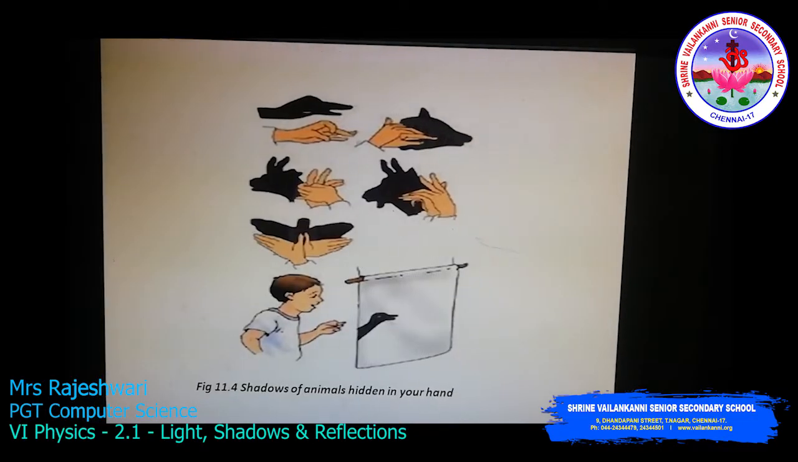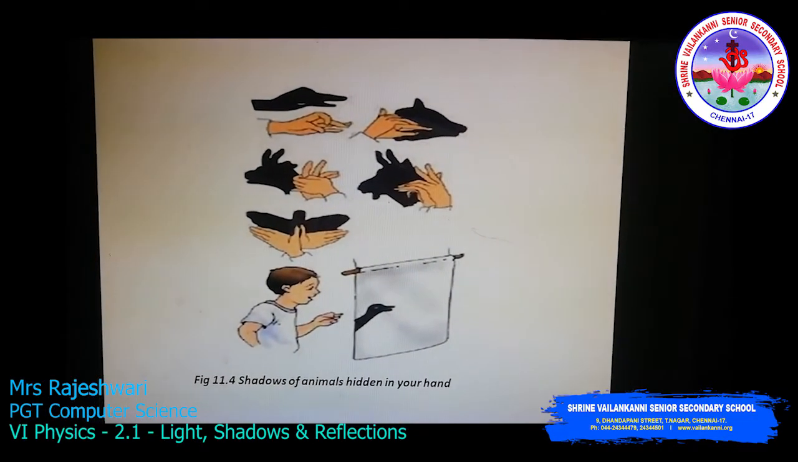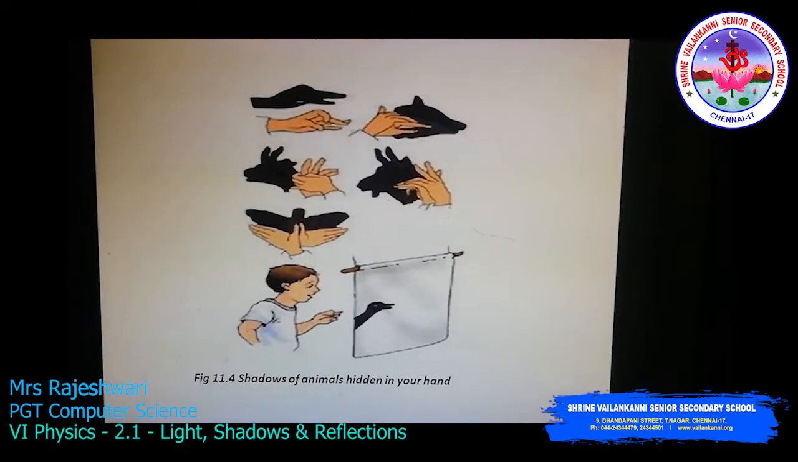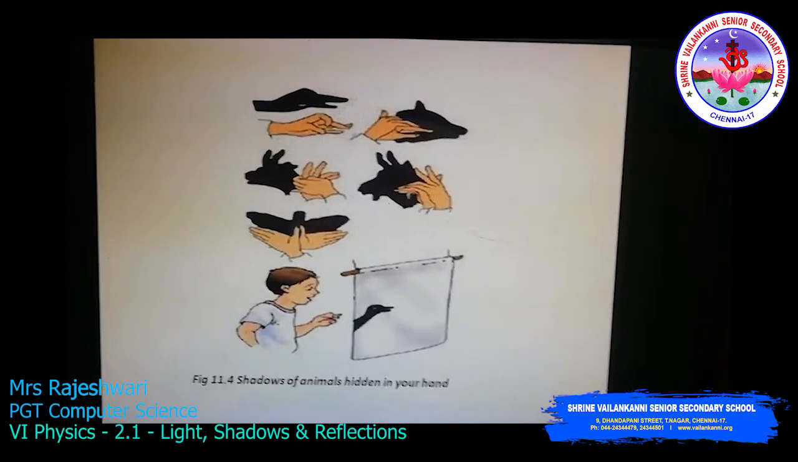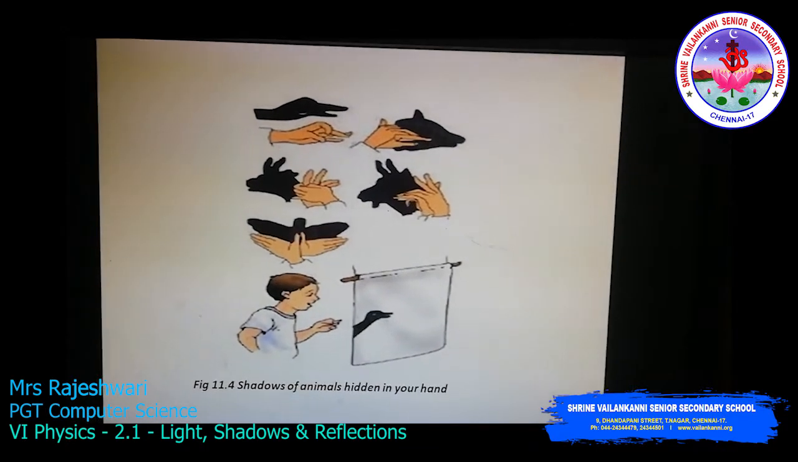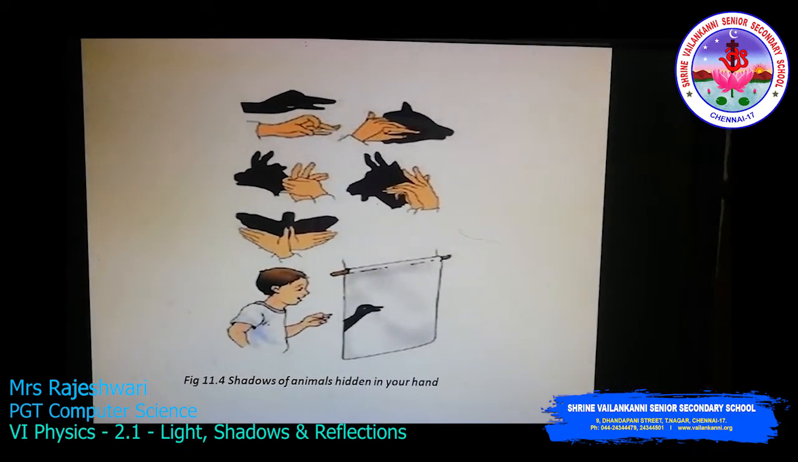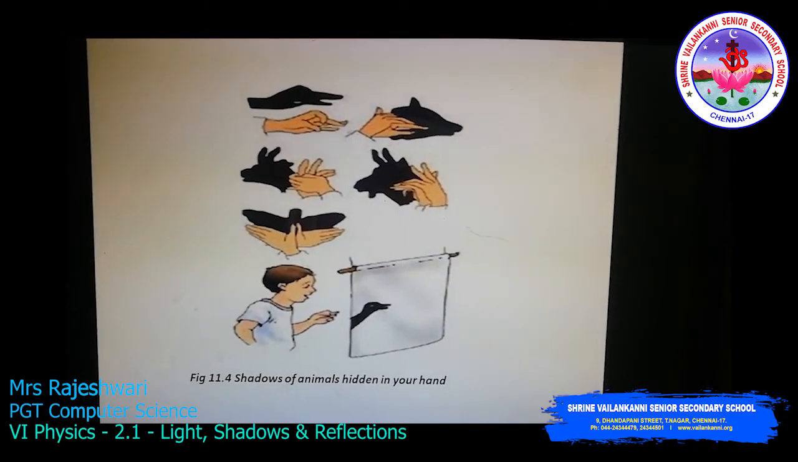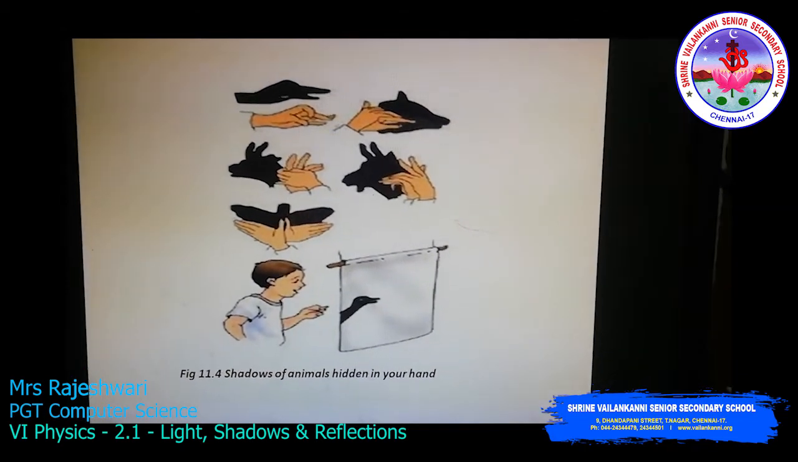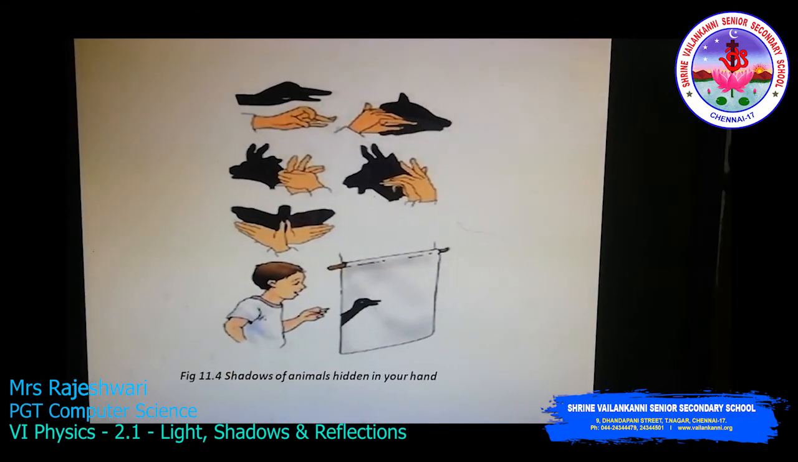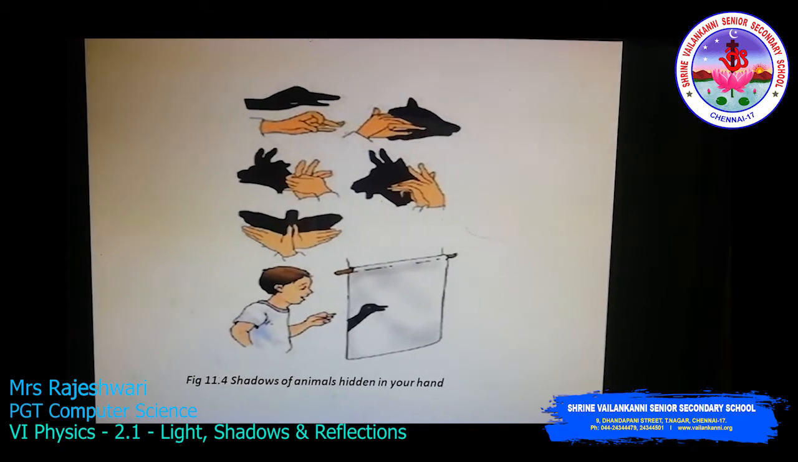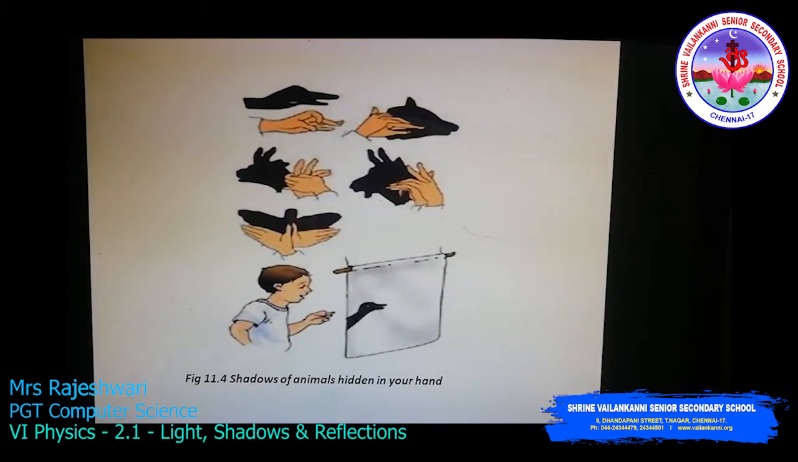So just look at this picture. See, a boy who's playing with a shadow. So shadows of animals are hidden in your hand itself. This boy is just making use of his hand to create different types of animals, like a goat, a dog, and then a bird, and even many different types of animals you can make with the help of your hand itself. So shadows of animals are even hidden in your hand itself.